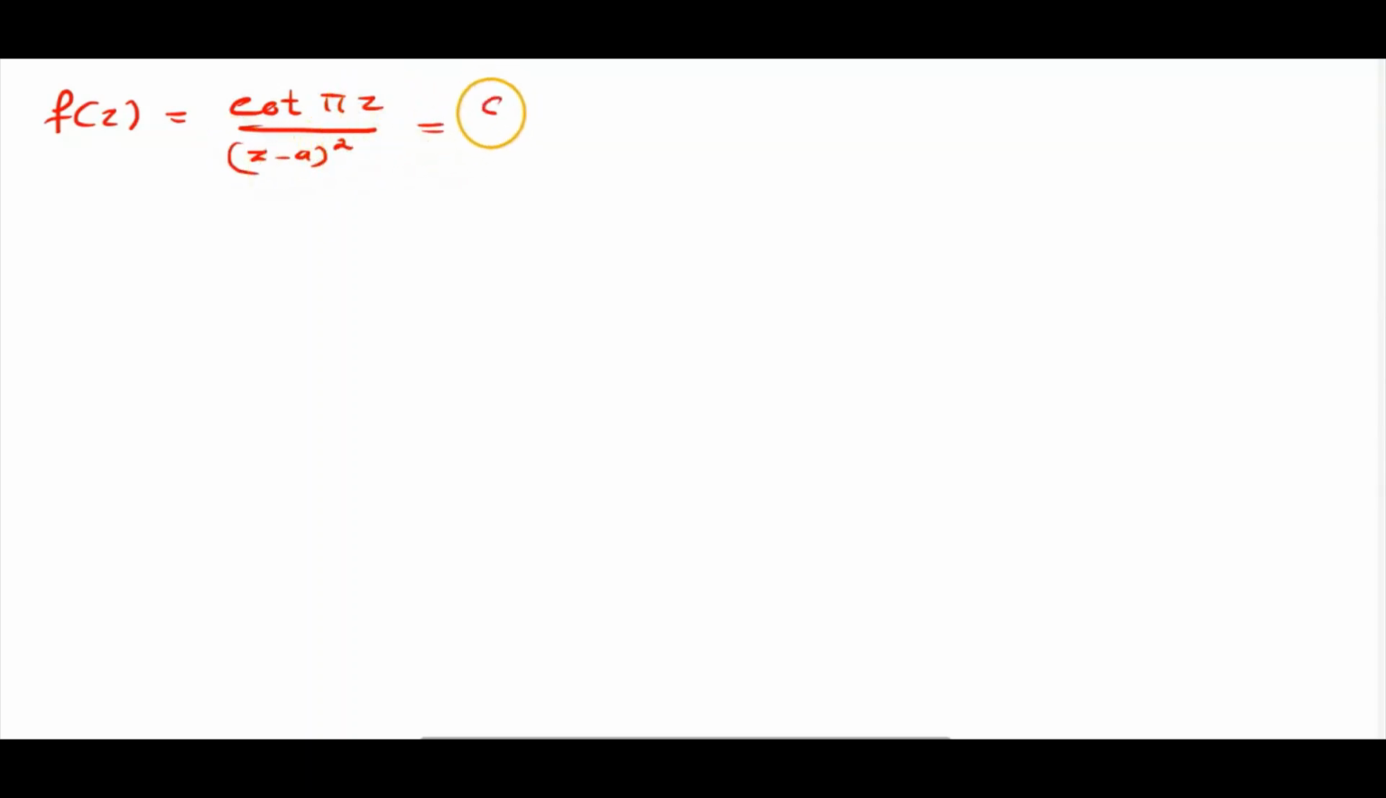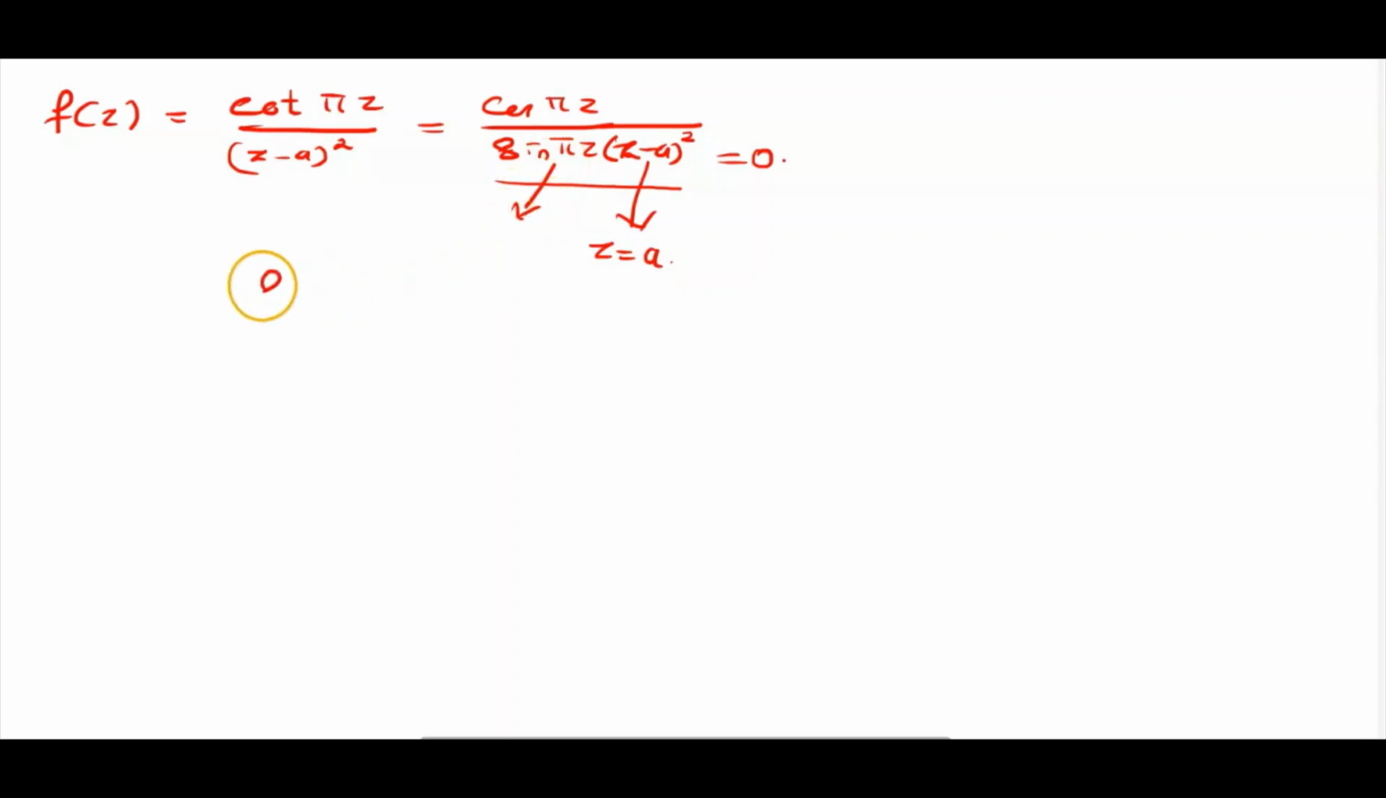We can write cot pi z as cos pi z divided by sin pi z, and there is 1 by (z minus a) all square in the denominator. So clearly sin and cos have no common zeros. So f of z has a singularity when this denominator is equal to 0. This is equal to 0 when z is equal to a, and sin pi z is equal to 0 when z is equal to integer values, belonging to integer Z.